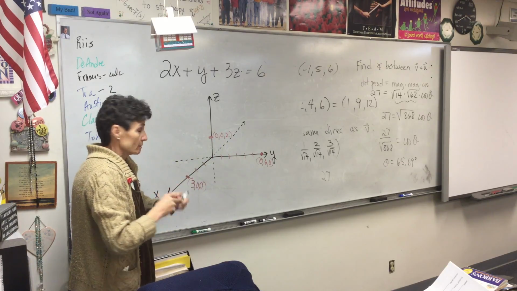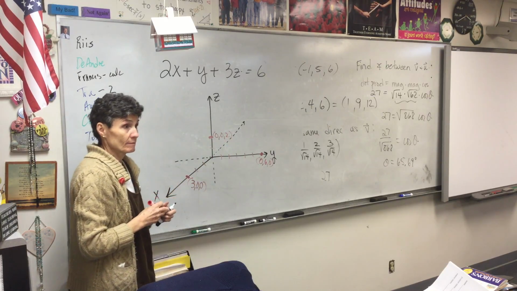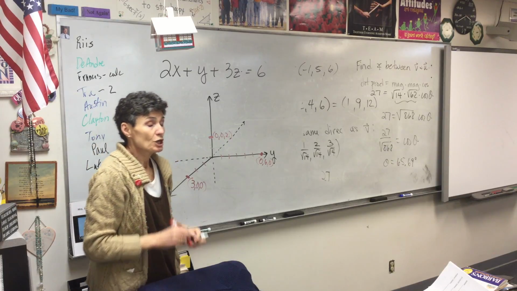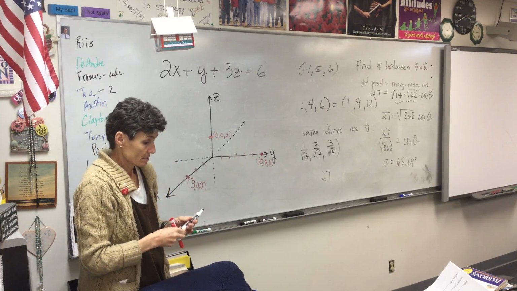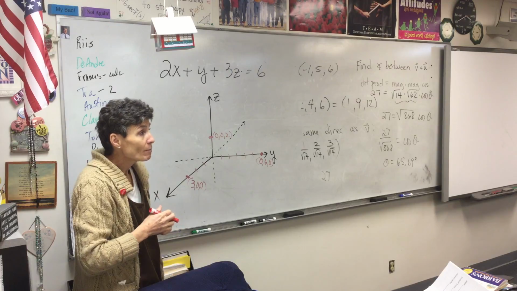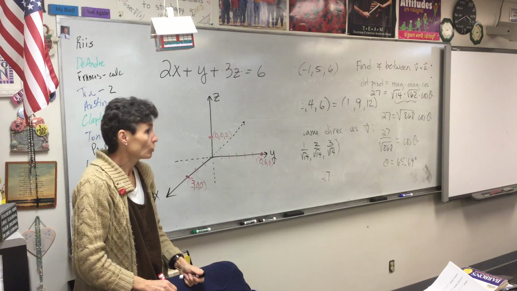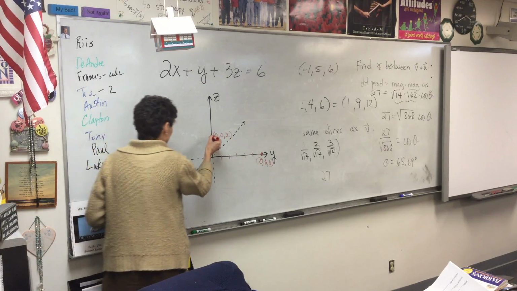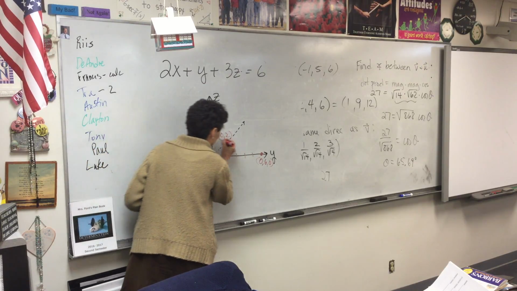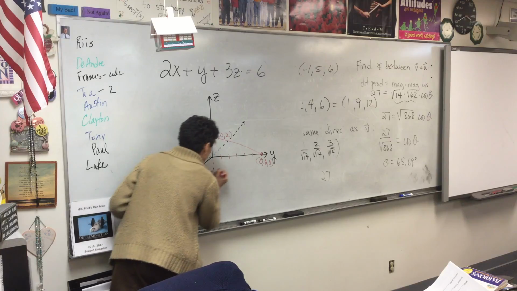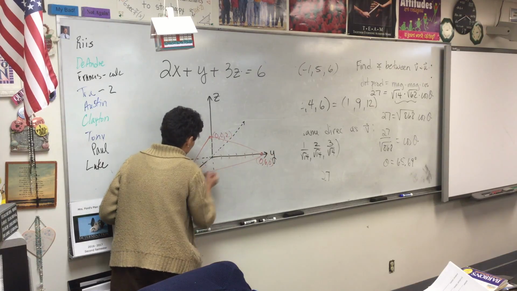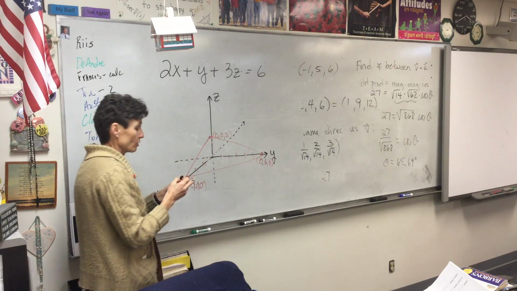Now, that's a plane, right? You learned in geometry class that it takes how many points to determine a plane? 3 non-collinear. So these 3 points are enough. So I'm going to connect them, and this is a picture of that plane.